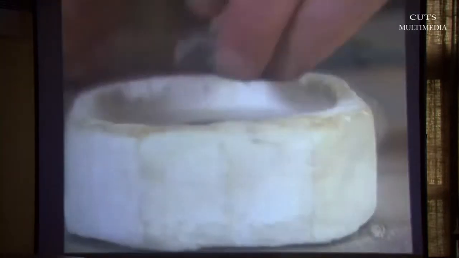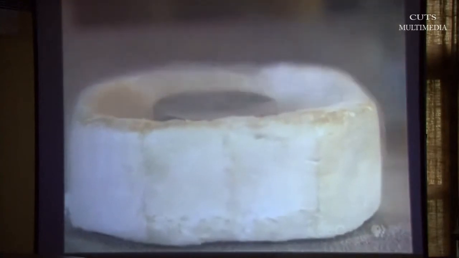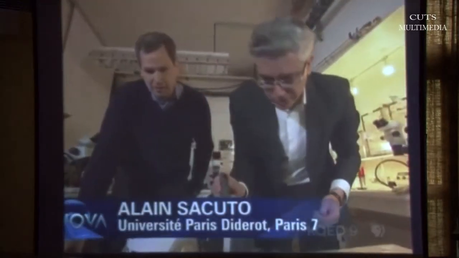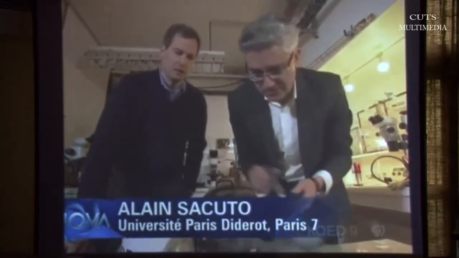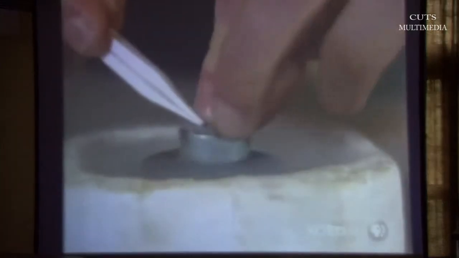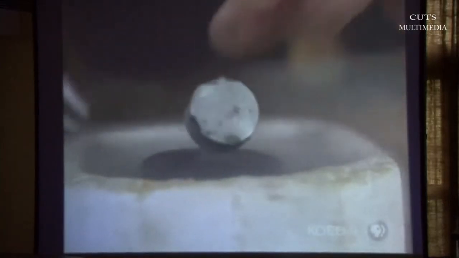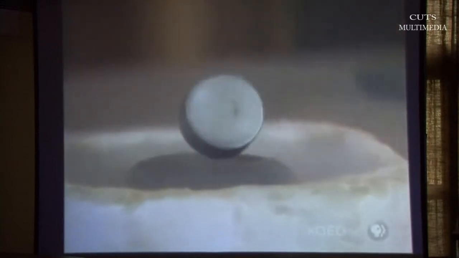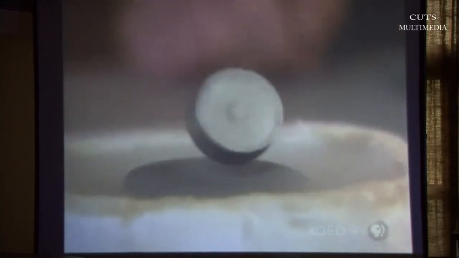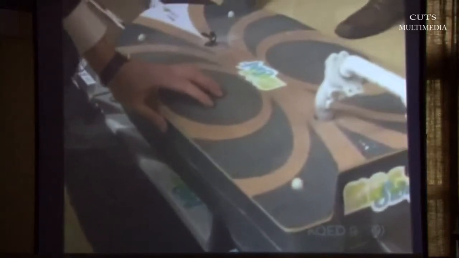Now I put the superconductor. Here at the University of Paris, Professor Alain Secudo showed me something extraordinary that happens when a really cold superconductor meets an ordinary magnet. Oh. And there is the limitation, you know? And this little puck is just the tip of the iceberg. Oh, come on! Let's go. Back to the future! I'm actually surfing above the ground.